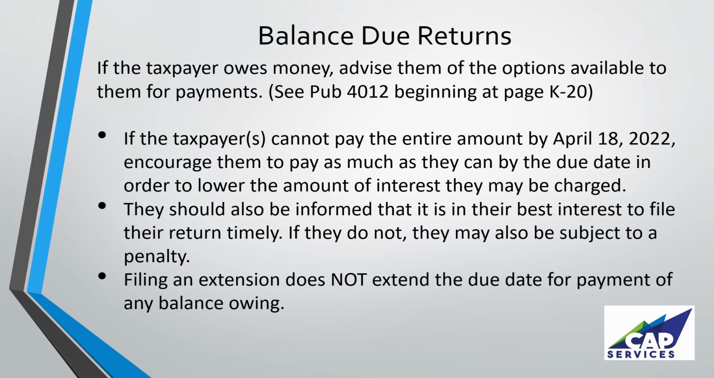If the taxpayer owes money, advise them of the options for payments. See Pub 4012 beginning at page K20. If the taxpayers cannot pay the entire amount by the due date, which this year is April 18th, 2022, encourage them to pay as much as they can by the due date in order to lower the amount of interest they may be charged. They should also be informed that it is in their best interest to file their return timely. If they do not, they may also be charged a penalty. Filing an extension does not extend the due date for payment of any balance owing.